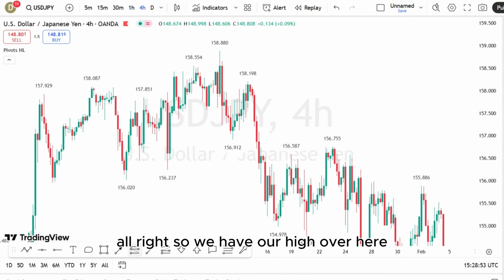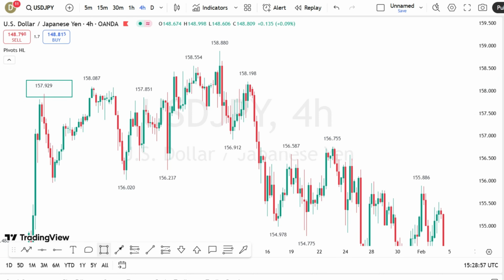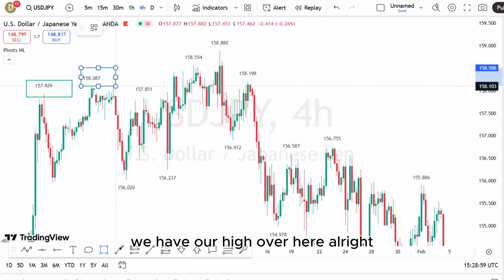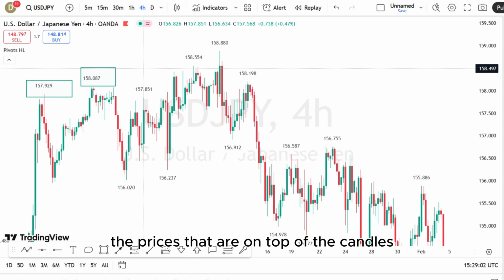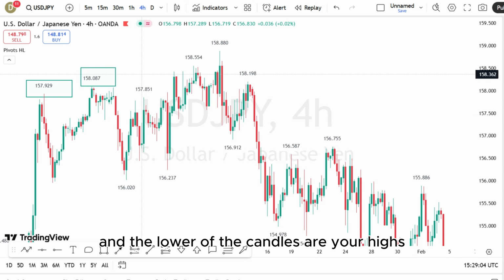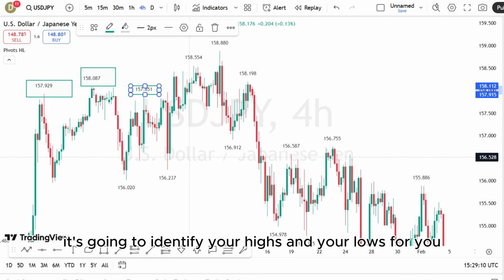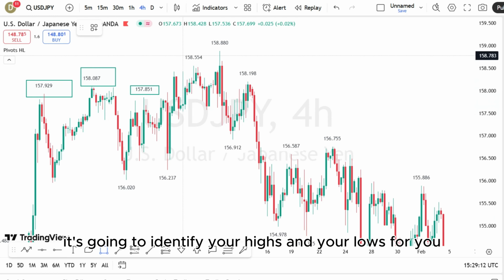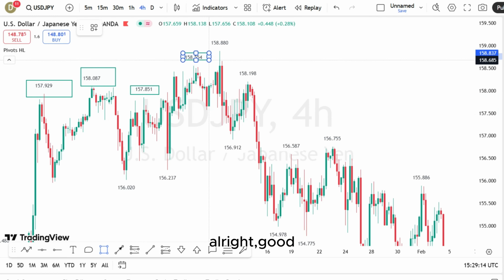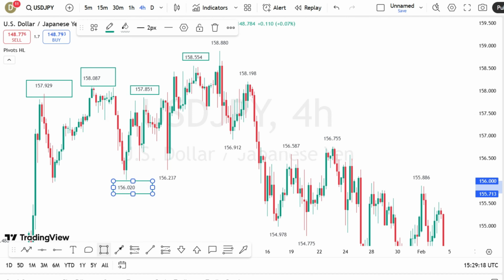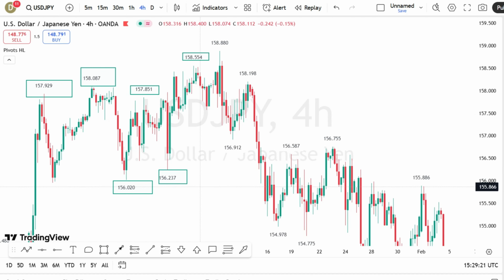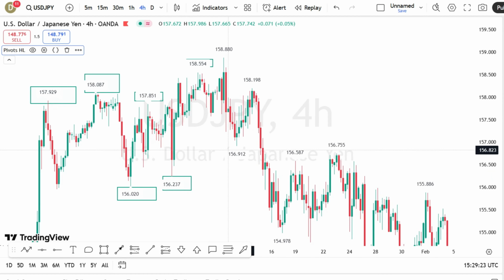So we have our high over here. We have our high over here. The prices on top of the candles and below the candles are your highs and your lows. It's going to identify your highs and your lows for you. So we have our highs, we have our lows.